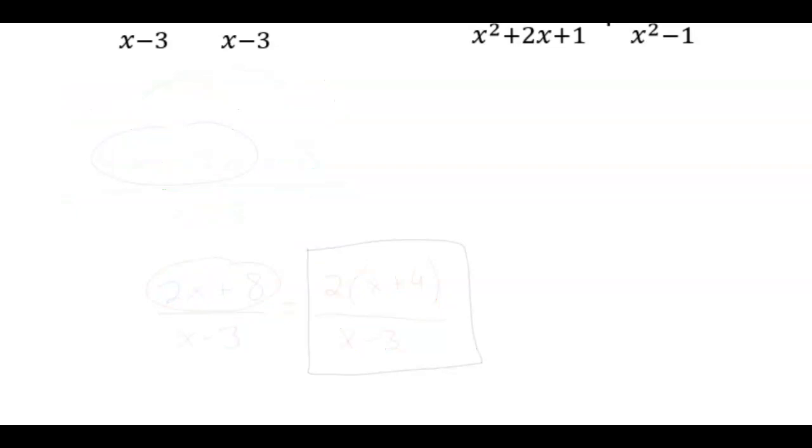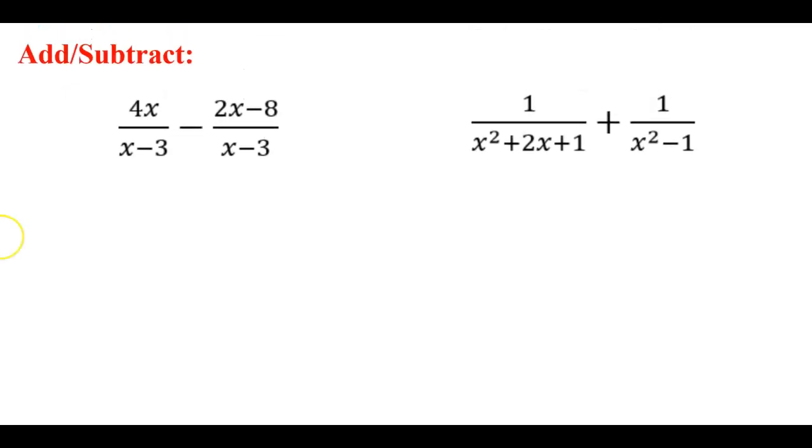Okay. And then the other example we're going to do here, we're going to add. So I'll give you a second to write this down or pause the video if you need. So we have 1 over x squared plus 2x plus 1 plus 1 over x squared minus 1. Now, in order to more easily compare the denominators, we should factor them. They're much easier to compare when they're factored.